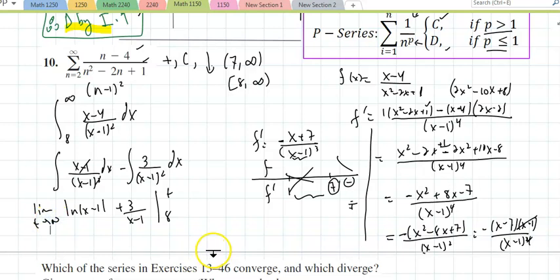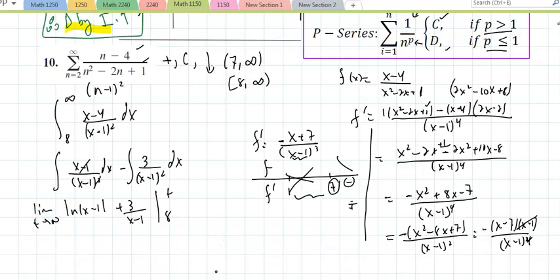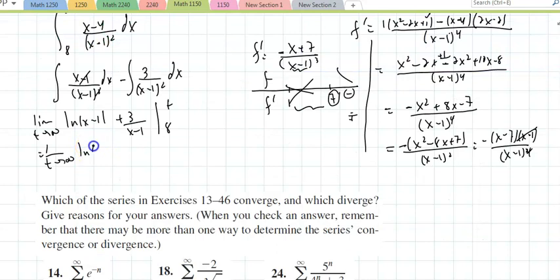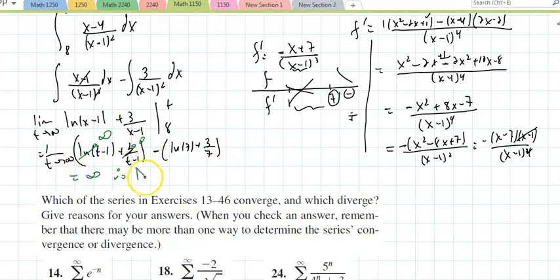And I need a bit more space. That would be the limit as t approaches infinity of natural log, oh boy, let me fix that. T minus 1 plus 3 over t minus 1 minus natural log of 7 plus 3 over 7. Well, I know that this right here hits infinity, that hits 0. So this is going to be infinity, therefore the series diverges.